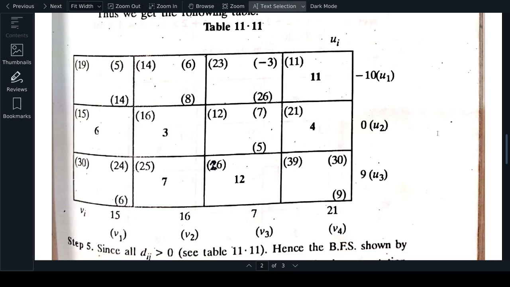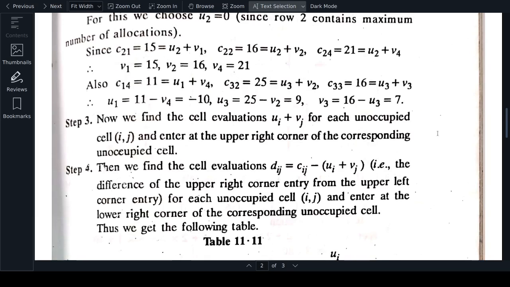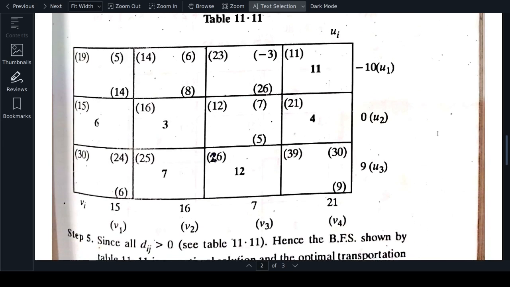In the given problem, the second column contains the maximum number of allocations, meaning 6, 3, 4. Here the number of allocations is 3. So this gives us the maximum number of allocations, and this row is denoted by U2. So we consider U2 equal to 0. Right? Next we calculate all Ui and Vj from the occupied cells.